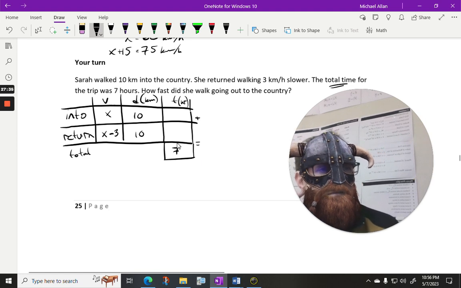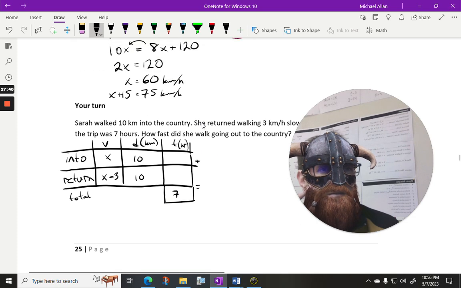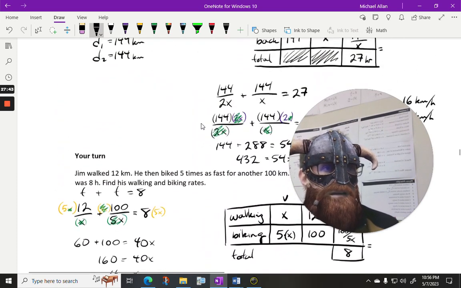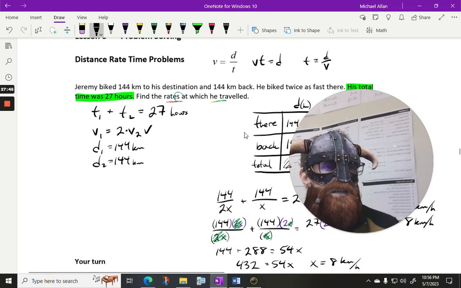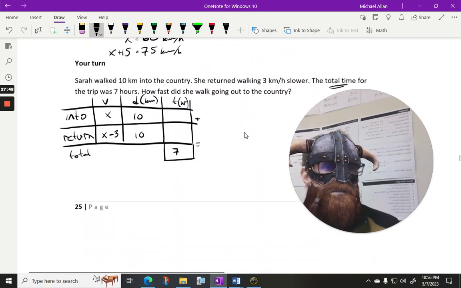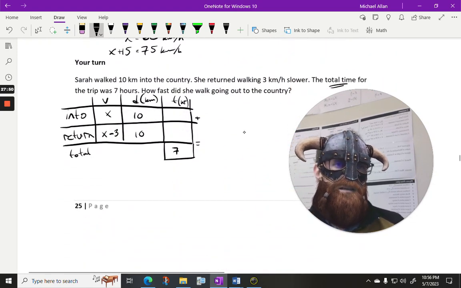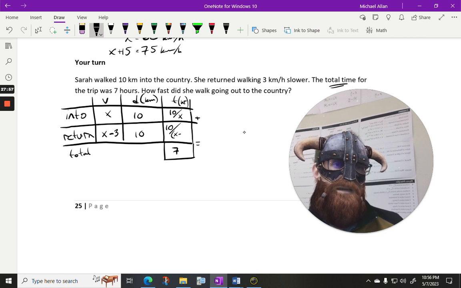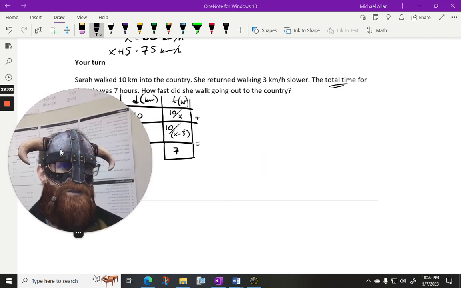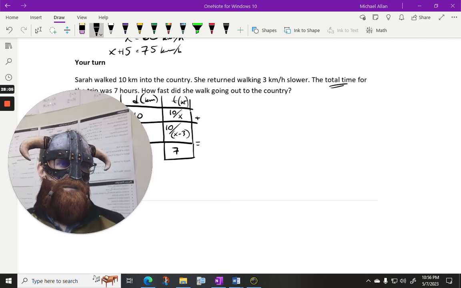This looks very familiar, like the first question. We have these two times, and they're going to add up to get this bottom one. So we have to figure out how to calculate time. Time is d over v. So I got d divided by x for the first one, and then d divided by x minus 3. But the d happened to be 10 here. So if I add those two times together, 10 over x plus 10 over x minus 3.